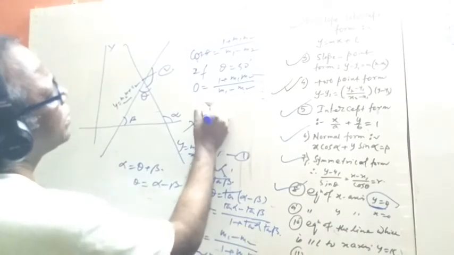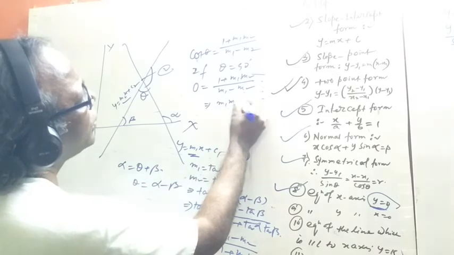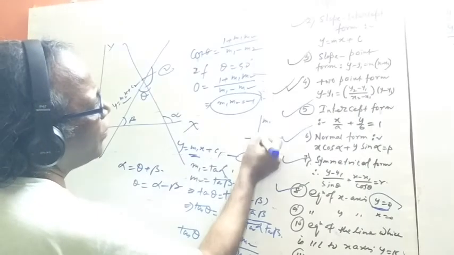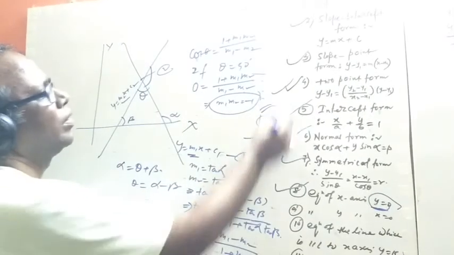So it is transferred from this to the left hand side, and m1 into m2 is equal to minus 1. So when two lines are perpendicular, let's see here, m1 is the slope of this line and m2 is the slope of the second line. Therefore, the product of these two slopes is minus 1 when the two lines are perpendicular.